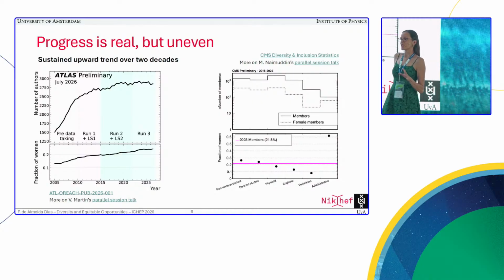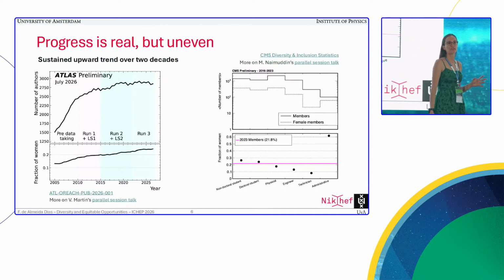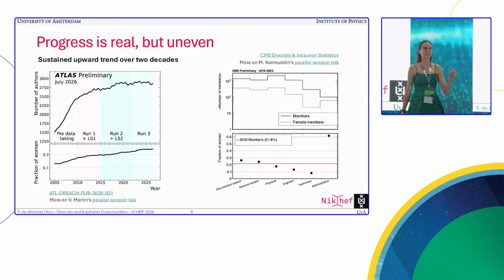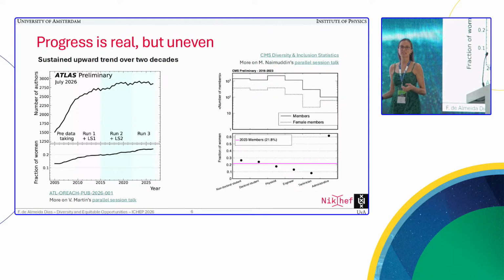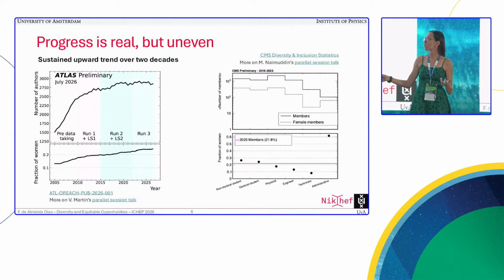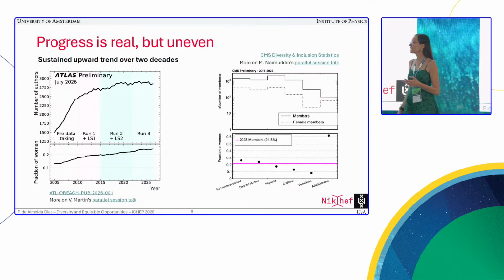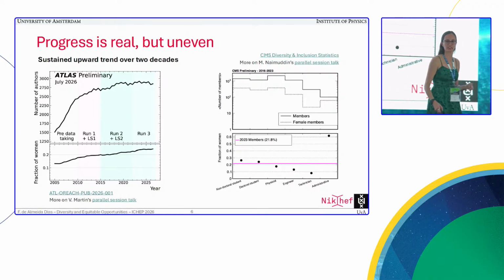But not everything is bad news. We do have progress. Progress is real. If you've been to a scientific conference 10, 15, 20 years ago, you know that the demographics are changing, especially across the younger people, the younger faces that we see. You can see here, this plot is from ATLAS, but it's very similar in the other collaborations at the LHC, that we have this steady increase over the past 20 years in the fraction of women in the collaboration. And we have this sustained upward trend, which is across all of the collaborations.